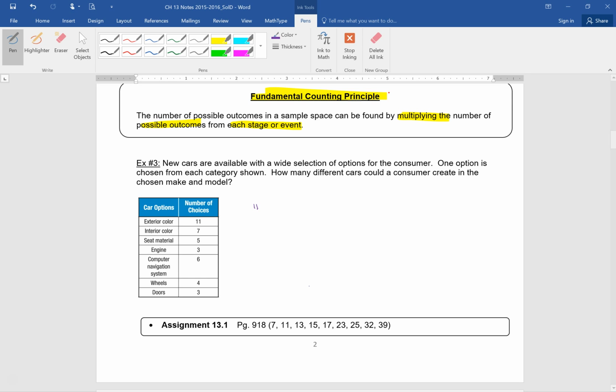So this is stage one. I'm going to choose exterior color. I've got 11 choices. Now I go on to stage two. I've got interior color, 7 choices. So I multiply by 7. Then I've got 5 choices for seat material. Then I've got 3 choices for the engine, and so on and so forth. Is that everybody? 11, 7, 5, 3, 6, 4, 3. And when you multiply all of those, what do you get?